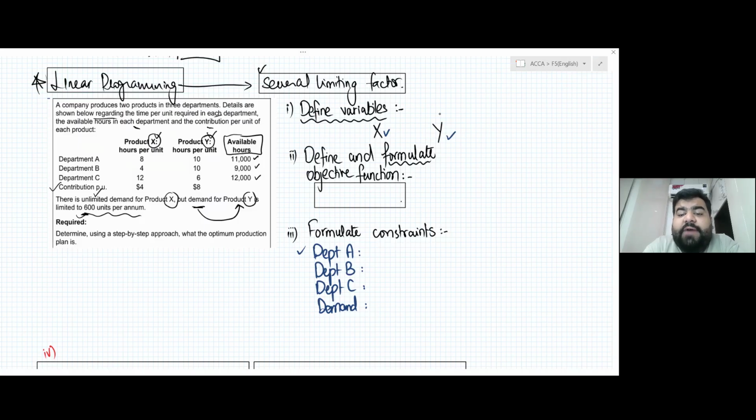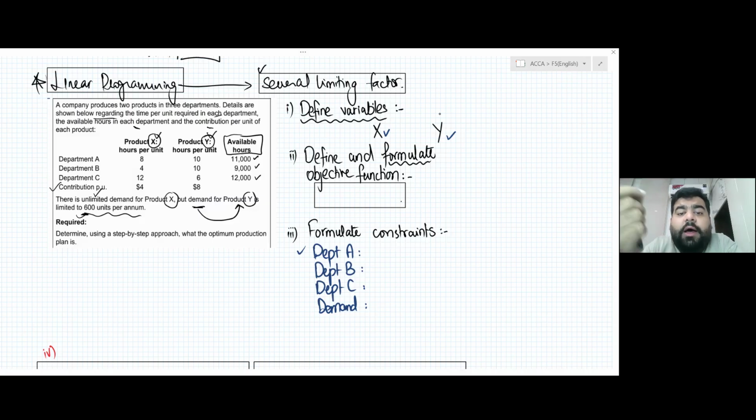After that, define and formulate the objective function. It's written define and formulate. Formulate means make a formula of the objective function. Objective function means what is your objective? Actually, our objective in this question is to earn maximum contribution, regardless of having any limiting factor. We have to earn as much as we can, obviously while also facing the limiting factors in the question.